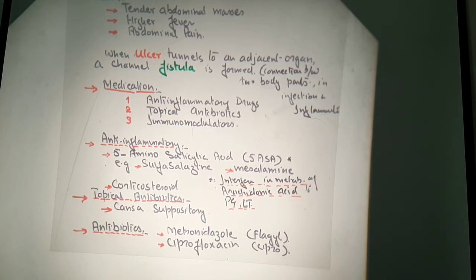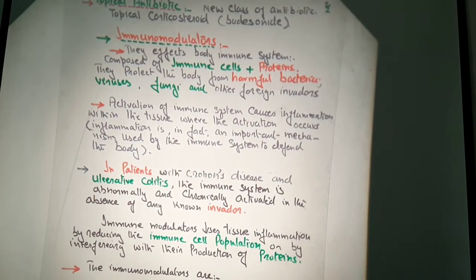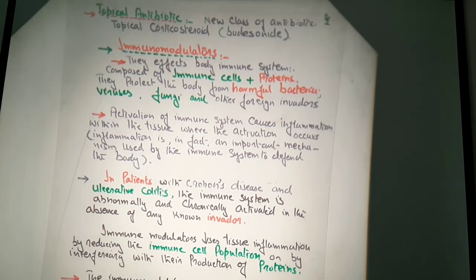Now after that, the antibiotics. Antibiotics can act against the microorganisms, that is the bacteria present in the intestine, that is the bowel or the colon. These antibiotics are metronidazole, which is known as Flagyl, and ciprofloxacin. Ciprofloxacin and metronidazole are the antibiotics which can be used for the treatment of this intestinal bowel syndrome, right?